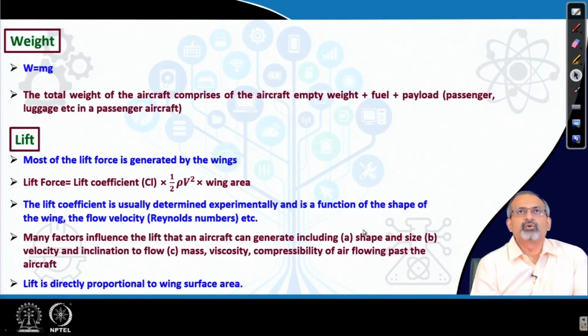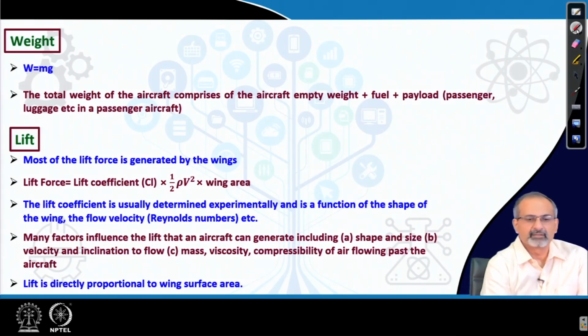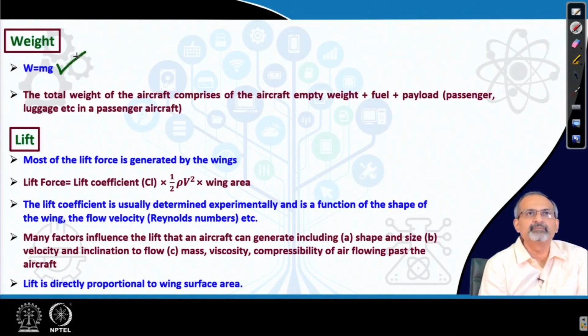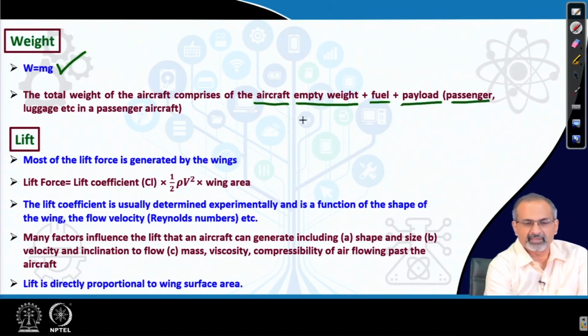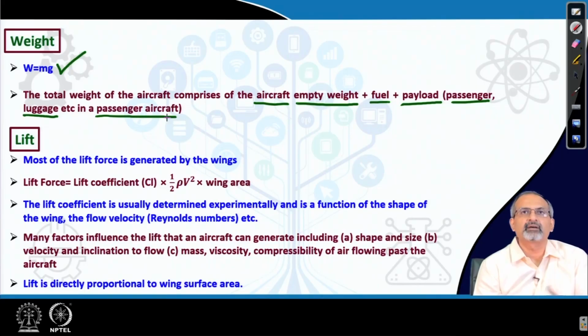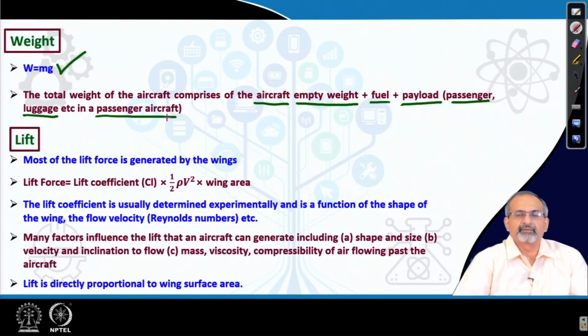Let us look at each one of these forces in a little more detail. We revisit the weight. Weight, of course, is mass times acceleration due to gravity. The total weight of the aircraft comprises the aircraft's empty weight, fuel, and payload, which includes passengers, luggage, etc. This is true for a passenger aircraft. You can have other kinds of payload for other kinds of aerospace vehicles. If it is a rocket or a fighter aircraft, the payloads could be different.